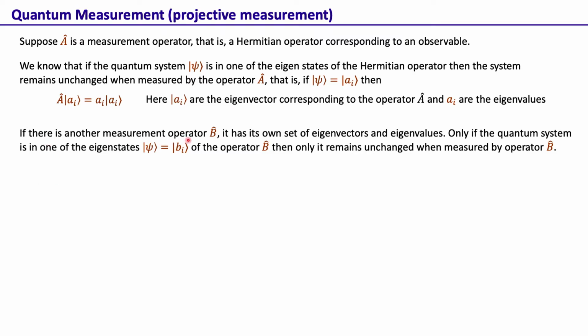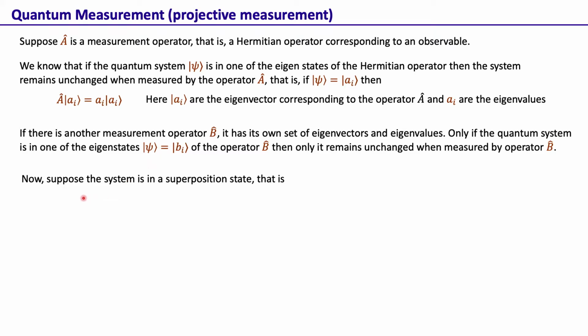Of course, if you have another measurement operator B corresponding to some other dynamical observable, then B will have its own set of eigenvectors and eigenvalues. And in that case, only if the quantum system is in one of the eigenstates, psi equal to b_i, where the b_i are the eigenstates of B, does the system remain unchanged when measured by operator B. So for a quantum system there can be several dynamical observables, and a system remains unchanged only if it is in one of the eigenkets corresponding to the operator that it is being operated on by.